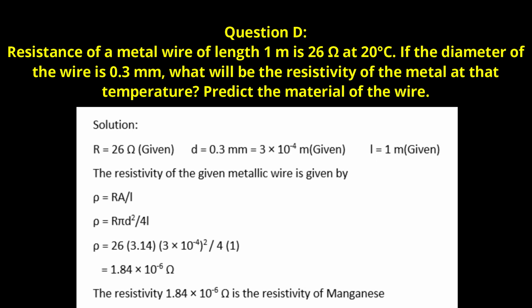So if you put this in the equation, rho is equal to RA divided by L. Now area you know, so if you substitute that, you get rho equal to R into pi into d square divided by 4L. So substituting the values, we get the resistivity as 1.84 into 10 to the power minus 6 ohm meter. And if you have seen the chart that was provided before, in that chart if you go through, this value belongs to manganese. That's the resistivity of manganese. So the material used here is manganese.